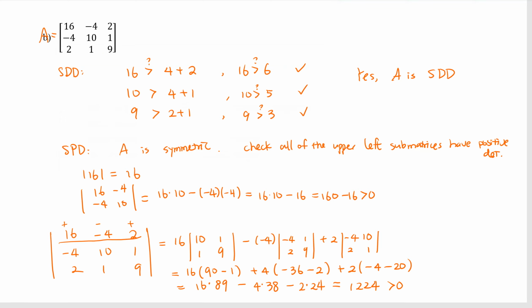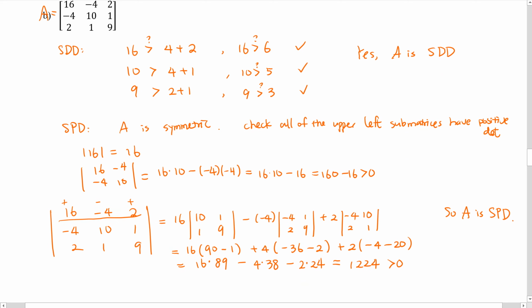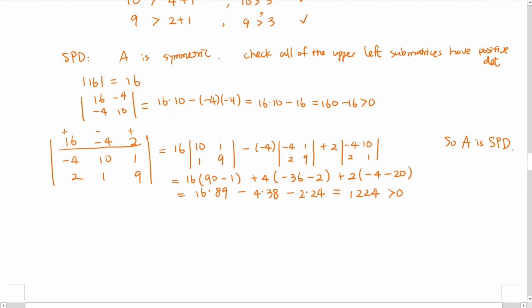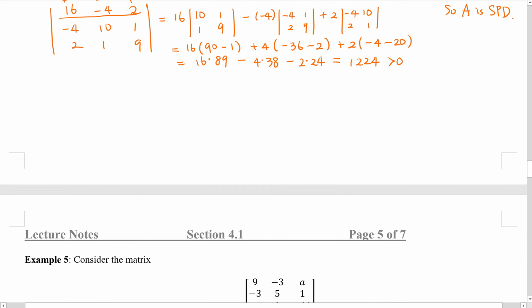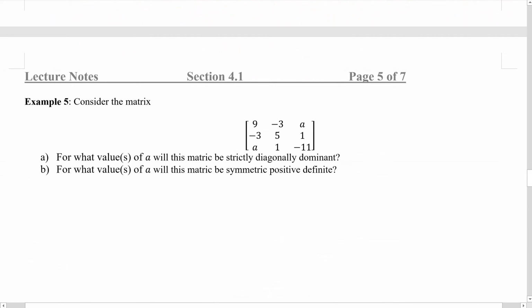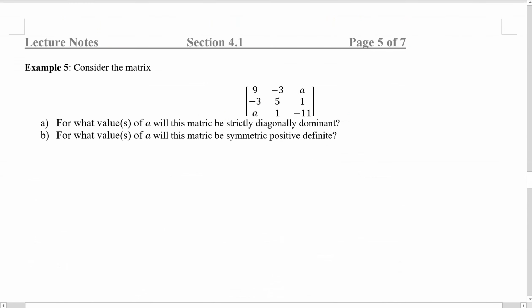Yay! So all the upper left submatrices have positive determinants. So A is symmetric positive definite. So far, so good, everybody? All right, and let's continue. For symmetric positive definite, we already know that's the prerequisite for Cholesky's method of the LU factorization. But for strictly diagonally dominant, we will use that condition when we are in chapter 6. Okay, so in the later chapters.